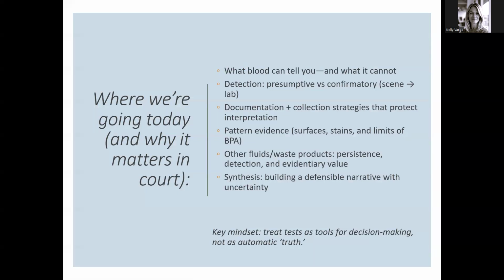So why this matters as far as chapter two, these are just sort of the questions as you move through chapter two. Maybe this is something you want to come back and revisit, right? What are things that blood can and cannot tell you? What are presumptive versus confirmatory types of tests that we see at the crime scene versus those we have to take back to the lab? How best do we document and collect, and how do we best protect the interpretation of that as we move towards prosecution? We're going to look at different types of evidence.